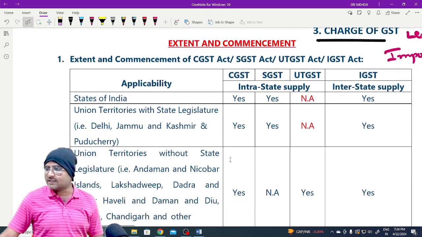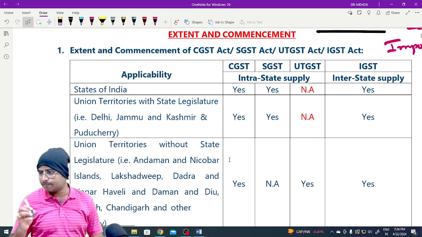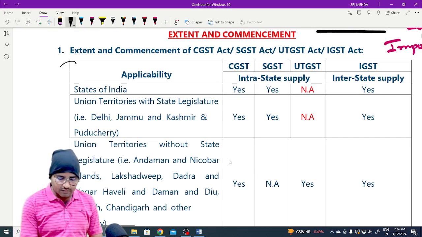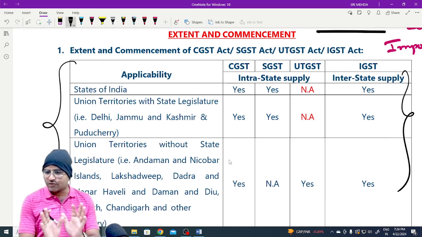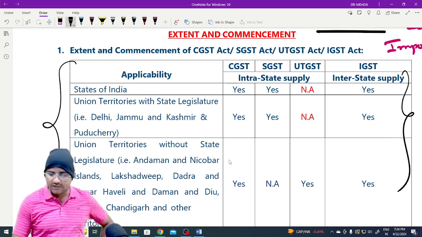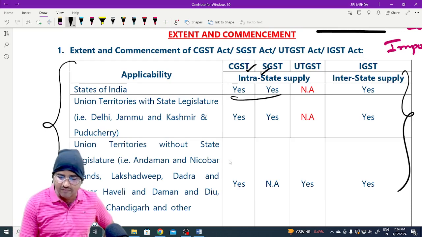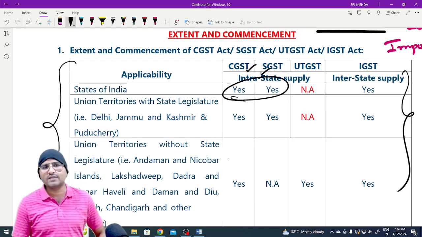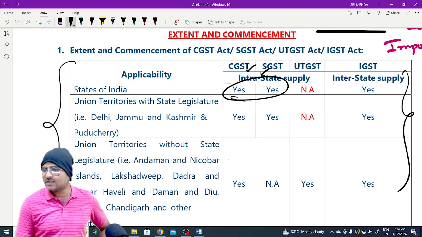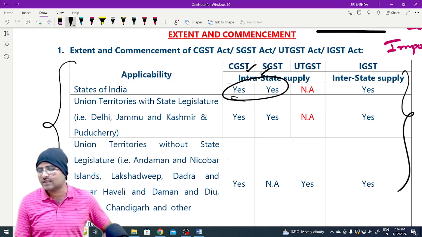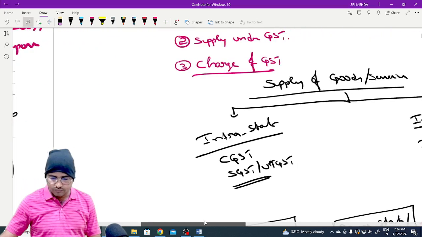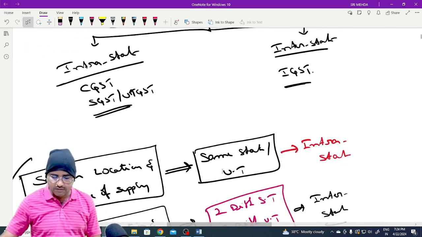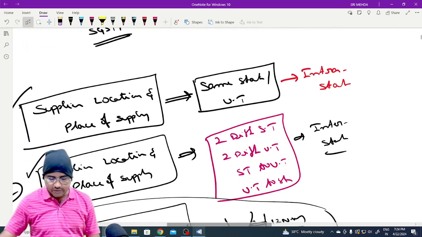Charge of GST, extent and commencement of the acts. First of all, this is the levy of CGST and SGST as we discussed. Just go through once. CGST and SGST will be levied on intrastate supply. And IGST will be levied on interstate supply. By referring to this chart, easily you can understand this one.